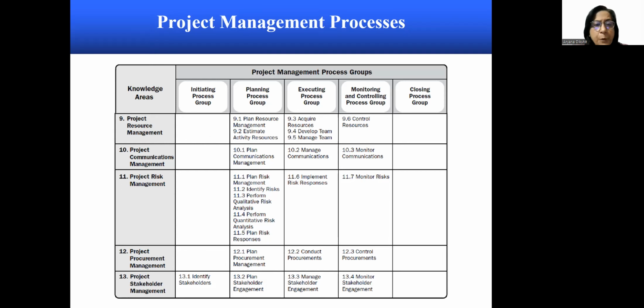Under the project procurement management knowledge area, there are 3 processes: plan procurement management, conduct procurements, and control procurements. Under project stakeholder management, there are 4 processes in total: identify stakeholders, plan stakeholder engagement, manage stakeholder engagement, and monitor stakeholder engagement.